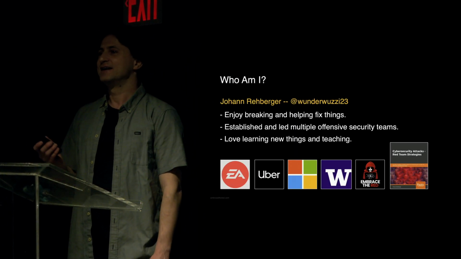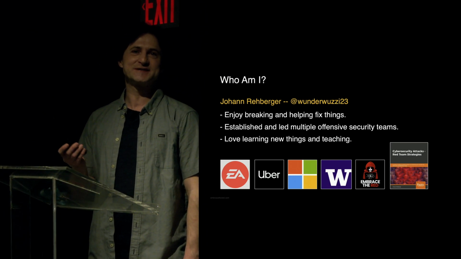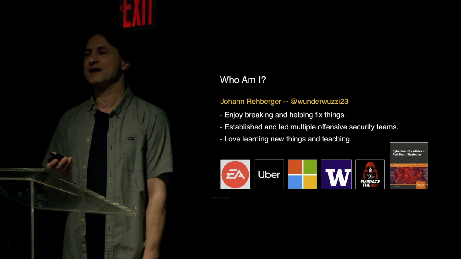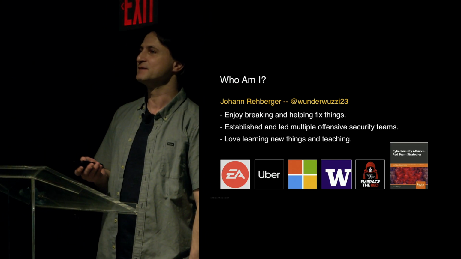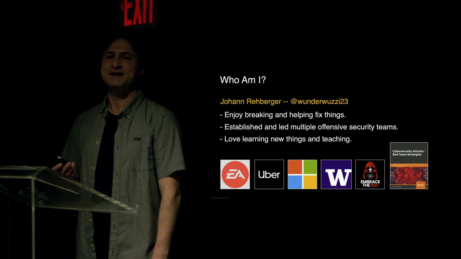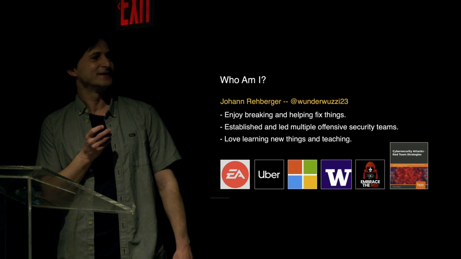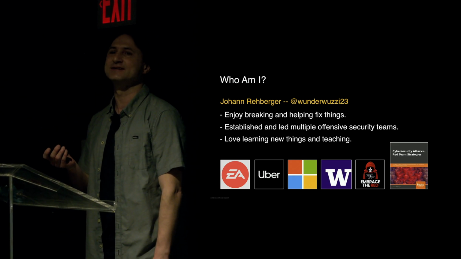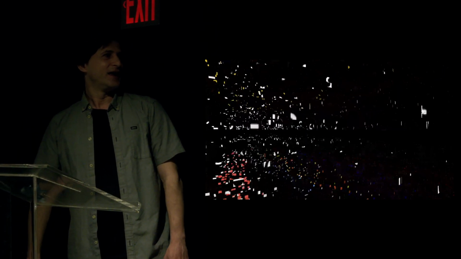My name is Johann. I'm very passionate about red teaming and security research. I have built a couple of red teams throughout my career, most prominently one at Microsoft in Azure. I also built a red team at Uber and currently lead the red team at Electronic Arts. I really like learning new things and teaching. And actually, it turns out exactly 5 years ago today, I published my red teaming book on how to build an internal company red team. It was exactly today, 5 years ago. Good.